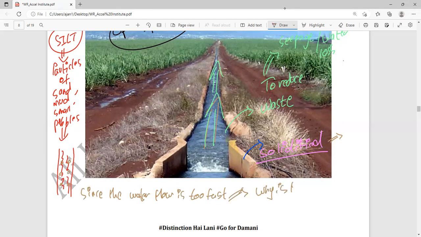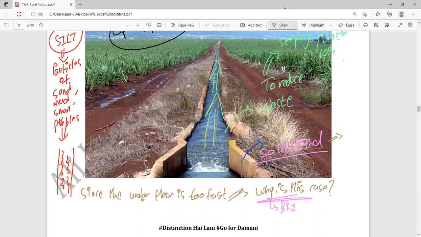Before I move on, why is this the case? Why is the water flow too fast? Because maybe the flow of the river is fast, or not the river, it's in a slope. It's in a sloped way, like a sloped land.